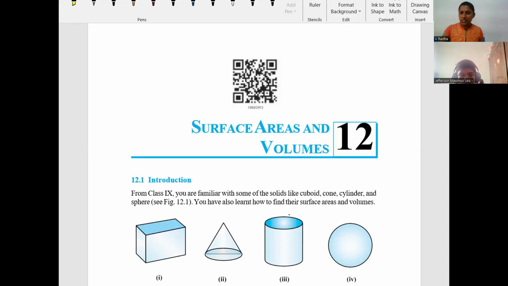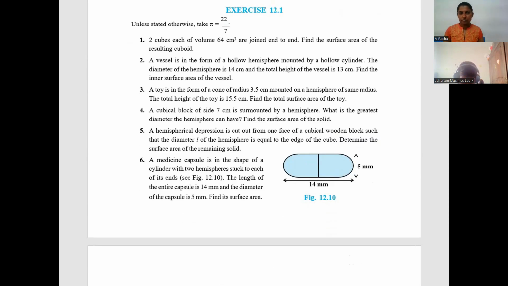So this lesson is an interesting lesson. Only 12.1 and 12.2. As I say, in the old book the third exercise is frustum, that is a deleted portion now. Okay, 12.1, that exercise is mostly related to cubes, cuboids, cylinder, hemisphere, everything: the surface areas and volumes.